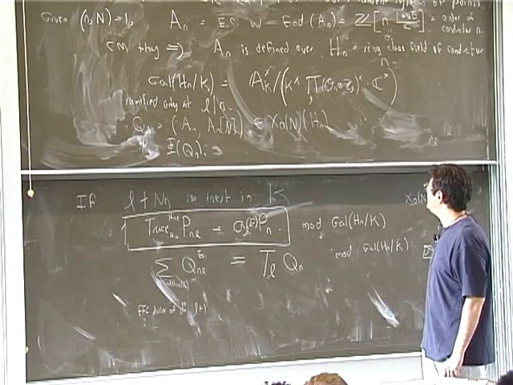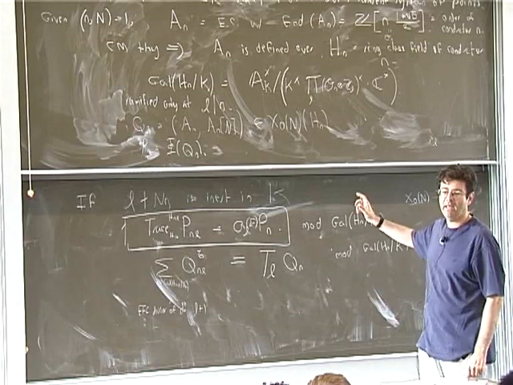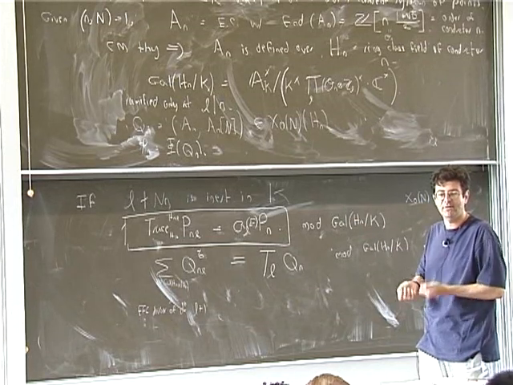Well, not quite, because there isn't a QK in some sense. I mean, there isn't a point on the modular curve which is defined over K.